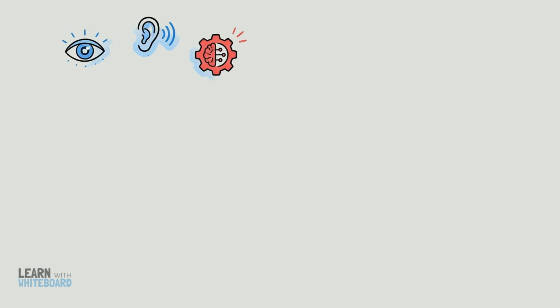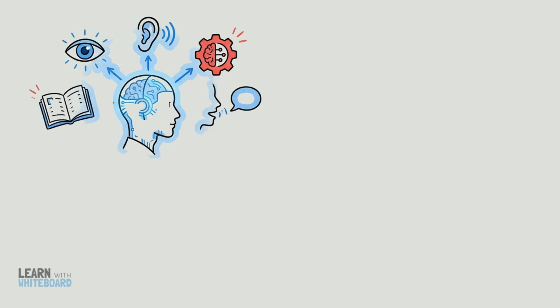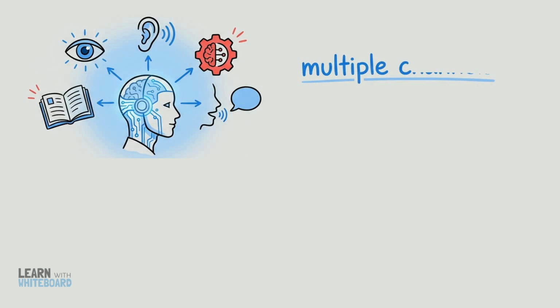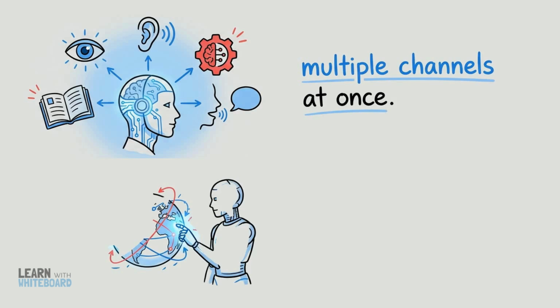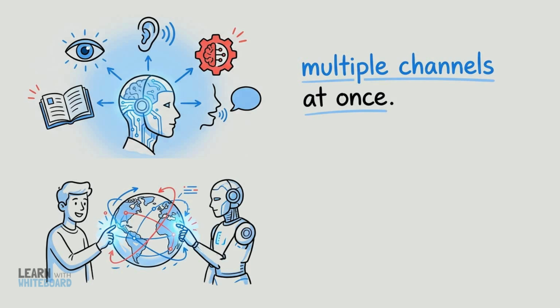As these systems improve, they're moving toward AI that can see, hear, read, speak, and reason together. In simple terms, multimodal AI teaches machines to understand information through multiple channels at once, bringing AI a little closer to the way humans experience and make sense of the world.